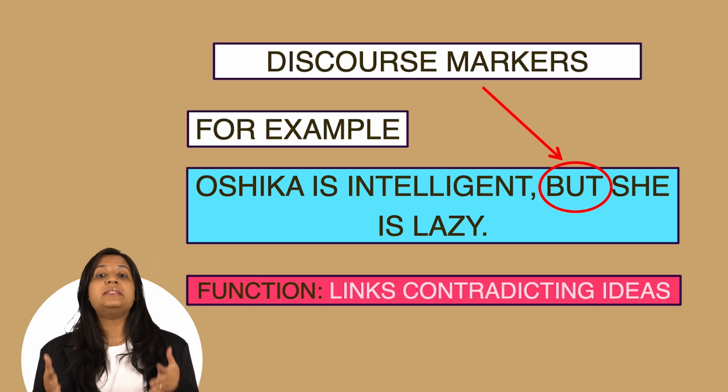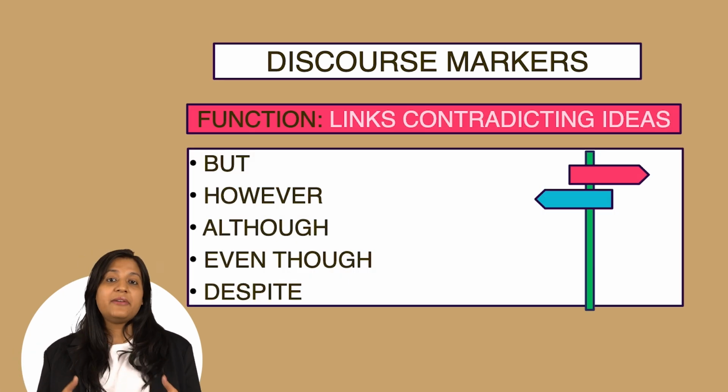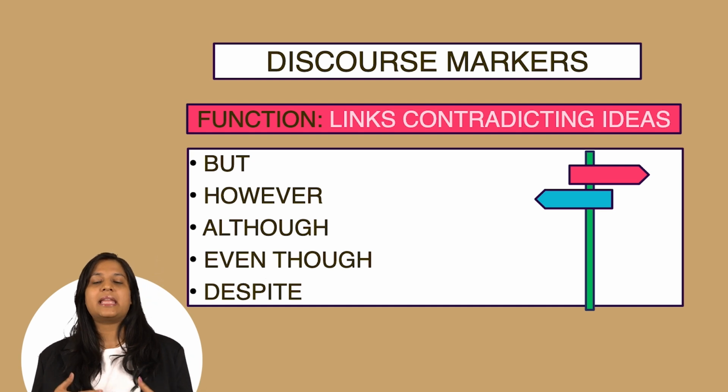Do you see that? The discourse marker but is enforcing a transition in ideas from talking about Oshika's good quality to her negative quality. That's the beauty of discourse markers. They are enabling us to talk about contradicting ideas so smoothly. And of course, that's one of the functions. Linking contradicting ideas. Here we have a list of discourse markers that can help connect opposite views.